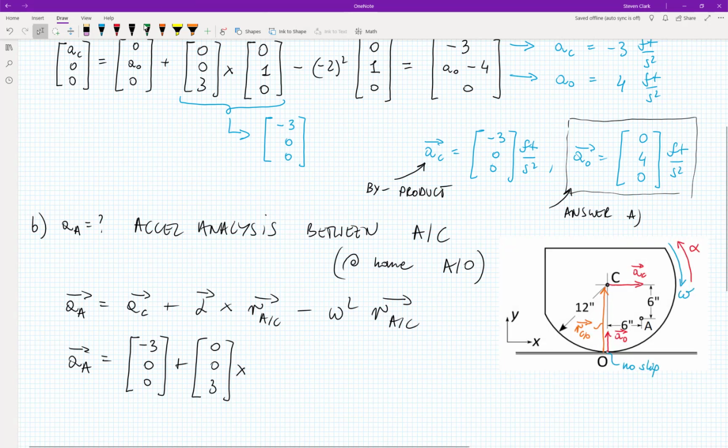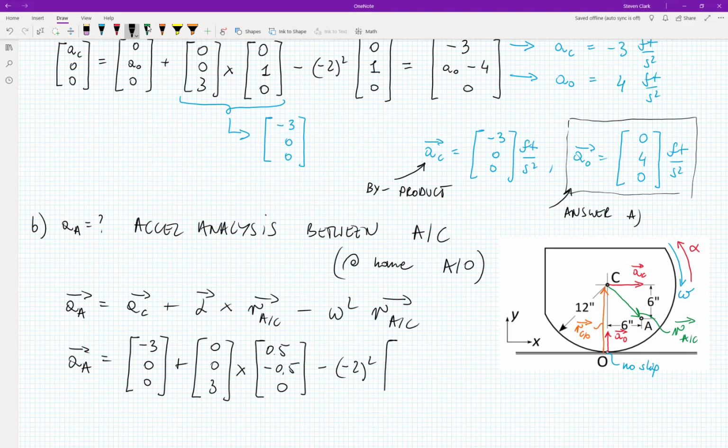I must draw it, yeah? So that vector will be green. This green vector, this is RAC. And I think that its components are half, minus half, 0. Yeah, 6 inches is half a foot. Minus 2 squared times exactly the same vector.